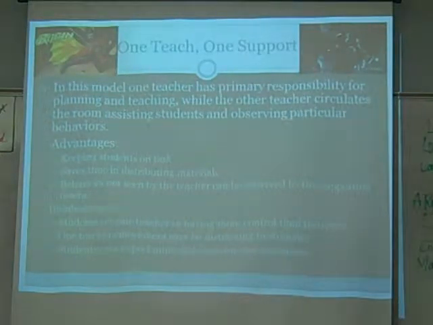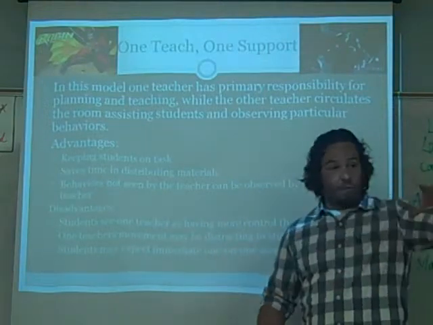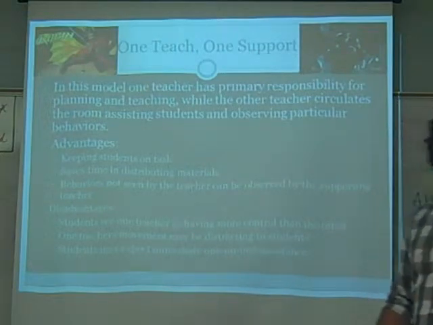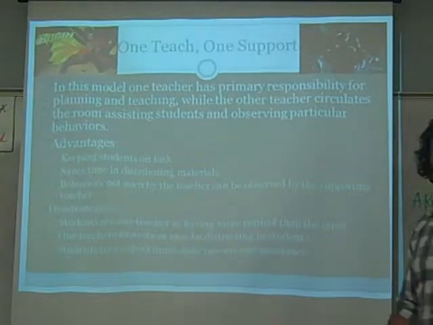while the other one supports that teacher, maybe walking around the room, monitoring behavior, helping students one-on-one, often removing some students for smaller testing groups. Some advantages to this model are it's better on keeping students on task while you have the one teacher presenting. The other teacher is able to walk around the room, redirect certain students, or even remove some students if necessary. It often saves time in distributing materials.